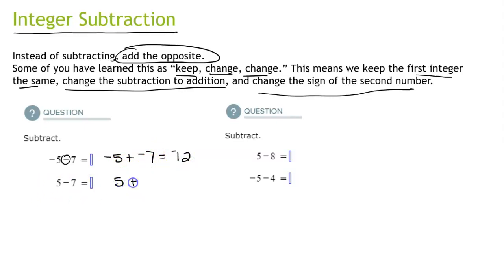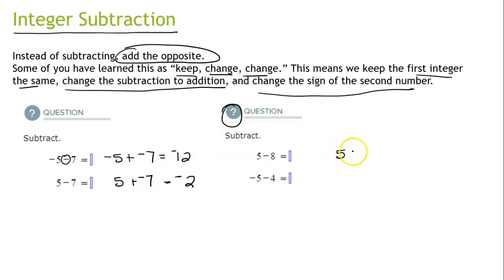Here, keep, change, change. The signs are different, so I'm going to subtract, and I'm going to keep the sign of the larger number. For this one, it was like I spent $5 and spent $7 more. For this one, it was like I made $5 and spent $7. You pause the video and try this one on your own.